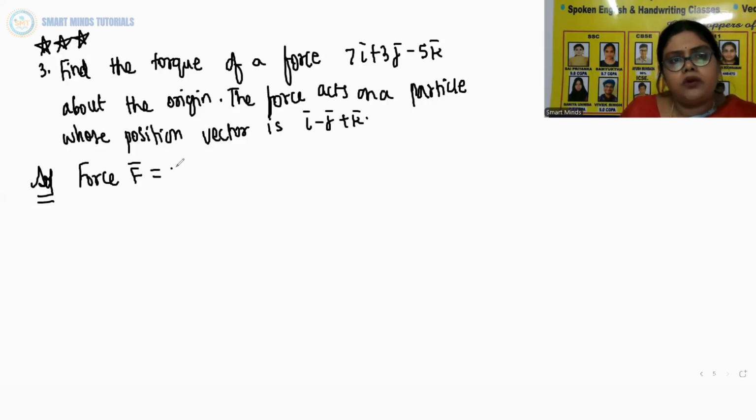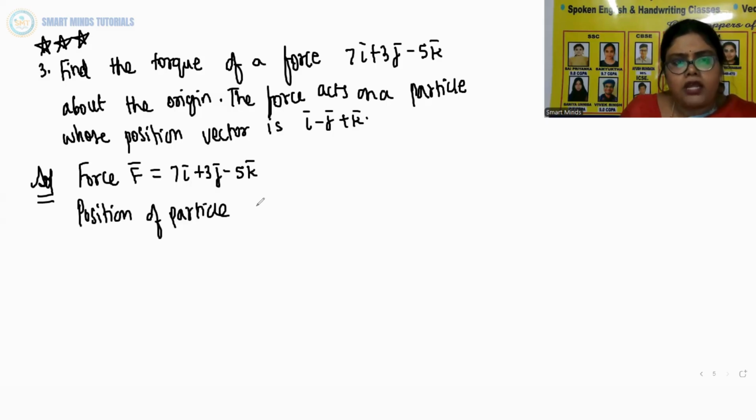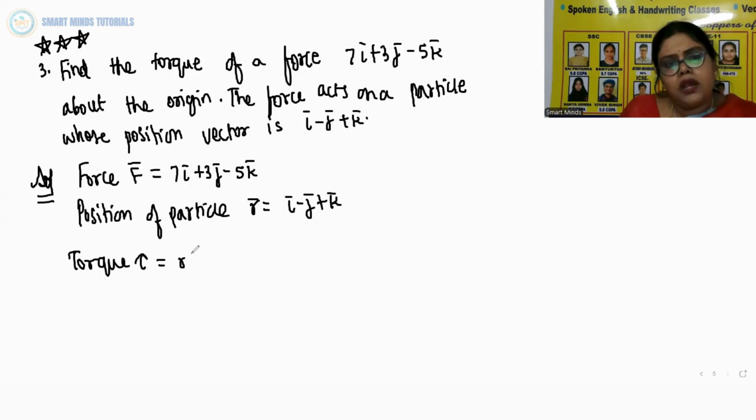Force vector F bar equals 7i bar plus 3j bar minus 5k bar. And what is the position vector? Position of the particle is given by r bar equals i bar minus j bar plus k bar. Now torque is given by tau equals r bar cross F bar. So we need to find the vector product of both.